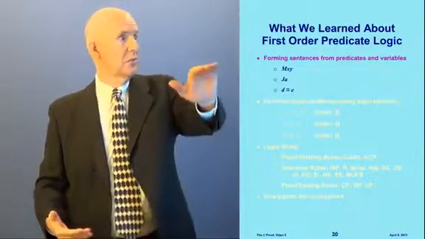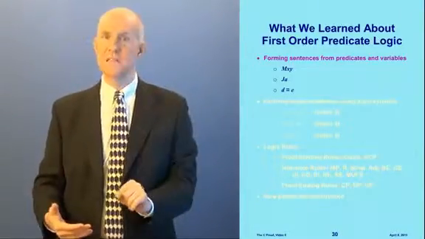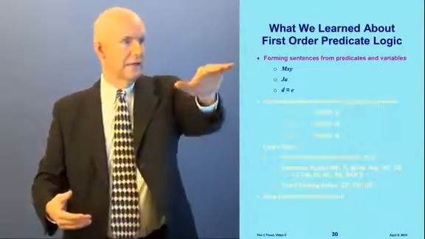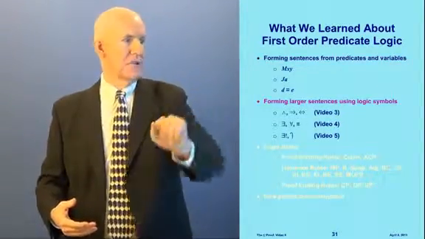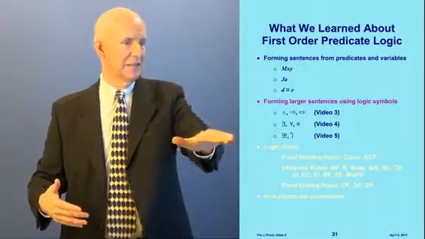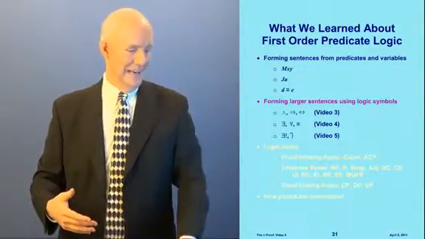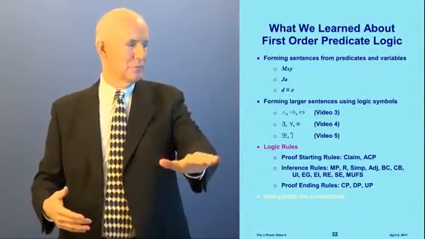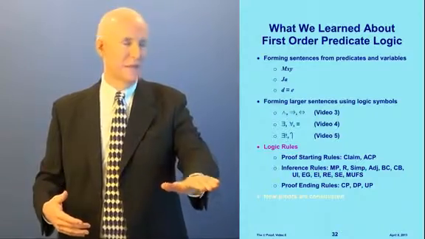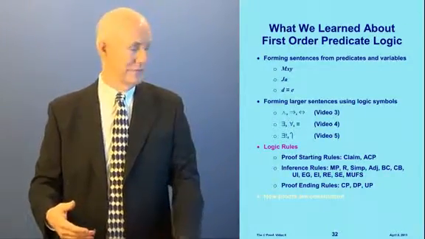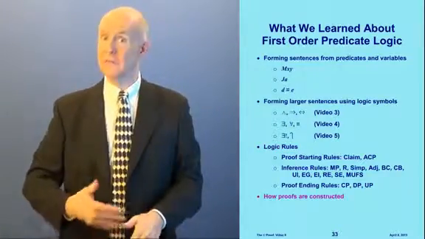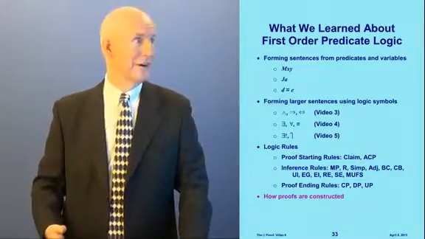So here's what we learned. We learned about how to form sentences with predicates and variables, like these here. And we learned how to form larger sentences using logic symbols like these right here. And we learned a bunch of logic rules, proof starting rules, inference rules, and proof ending rules. We've covered all that in videos 3, 4, and 5. And we learned how proofs are constructed in videos 3, 4, and 5.